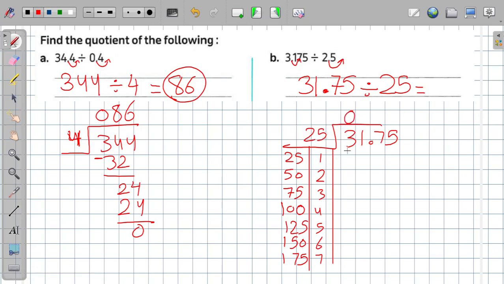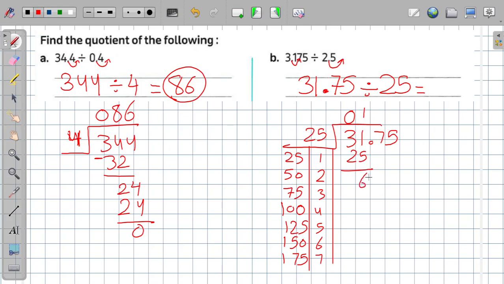Equals 0, because 3 is less than 25. I have 31 divided by 25 equals what? I think it will be 1, because 31 is between 25 and 50, so I will take 25. 31 minus 25 equals what?